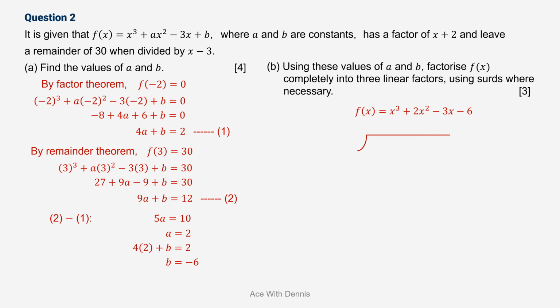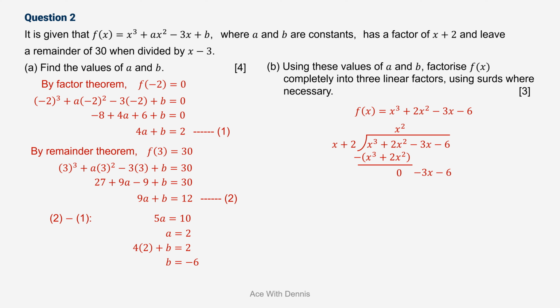Then we can do the long division to find the quadratic factor. So this is the dividend x cubed plus 2x squared minus 3x minus 6, and the divisor is x plus 2. So x squared times x plus 2, we get x cubed plus 2x squared. So the dividend minus x cubed plus 2x squared, we have 0.